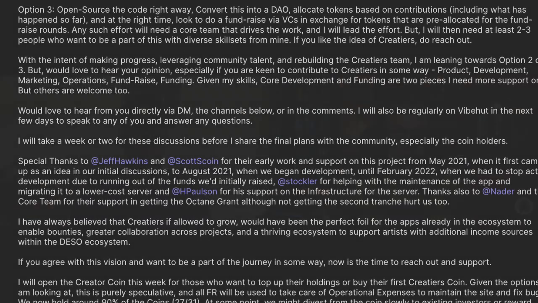Then they would allocate tokens based on contributions to the DAO. Even those who have already contributed to the DAO would get their tokens. And then they would eventually, at the right time, look to raise funds through VCs in exchange for tokens that are already pre-allocated just for that purpose of fundraising.